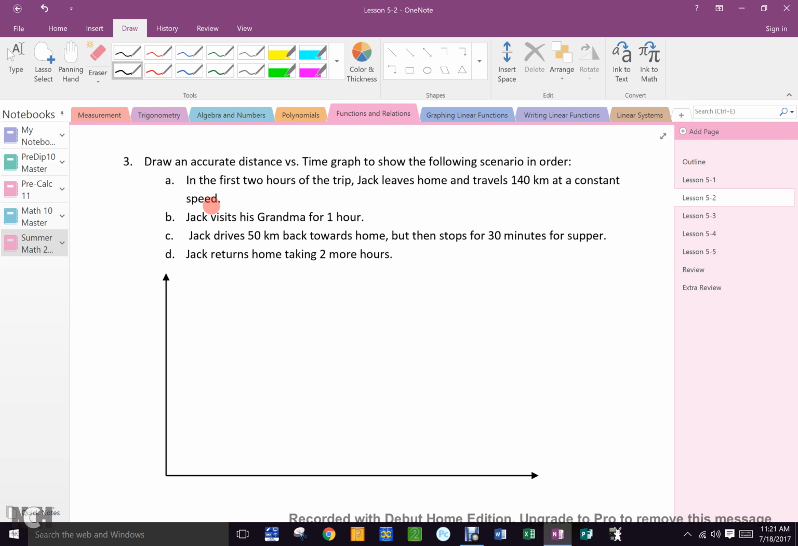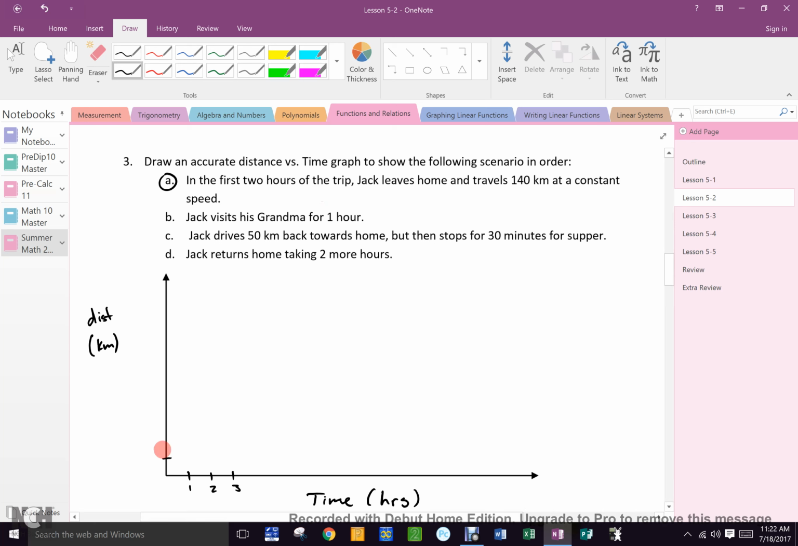All right, here we go. I believe that everybody will have done A right. What is down here, time or distance? Time. Excellent. And what is that time measured in? Hours. Excellent. 1, 2, 3, and so on. What is on this side? Distance, and it is measured in kilometers. Excellent. The first 2 hours of his trip, Jack leaves home and travels 140 kilometers at a constant speed.